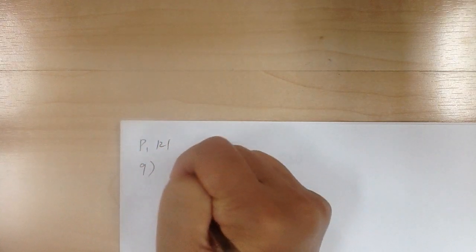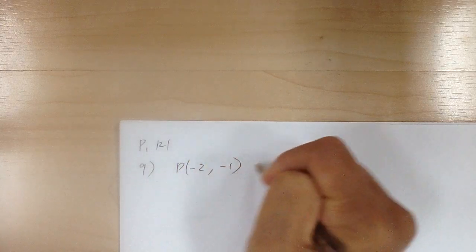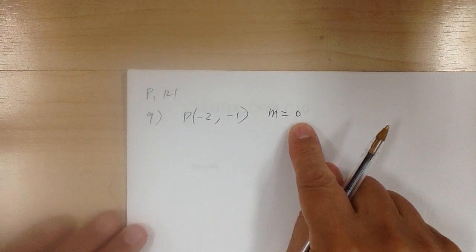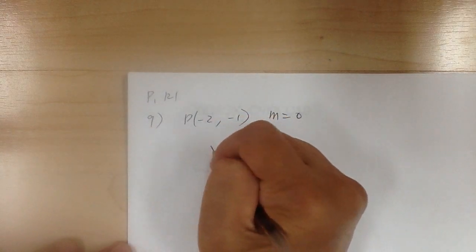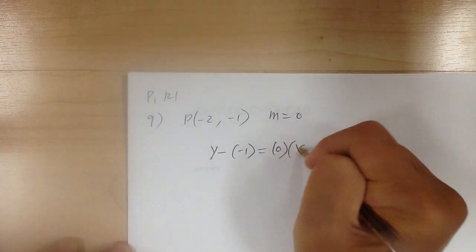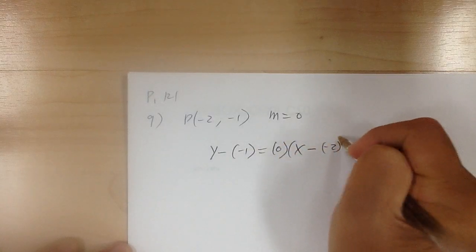Okay, so number 9, the point is (-2, -1). The slope equal to 0. Okay, so again, don't freak out when you see 0. Just work through the same way. So you got y minus y1 equal to 0 times x minus -2.